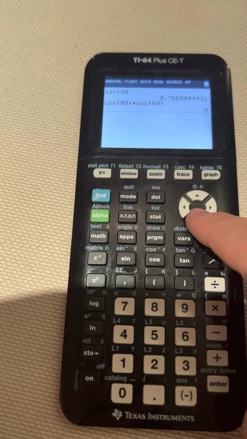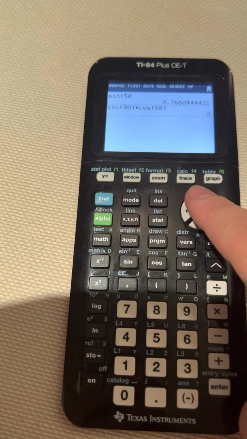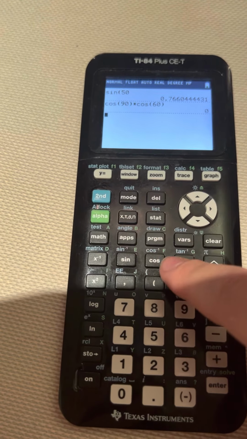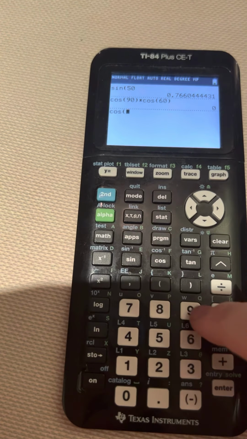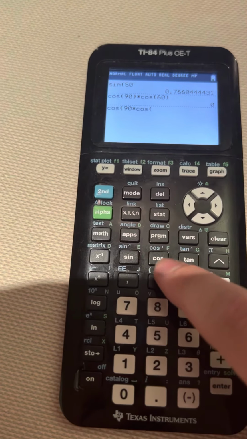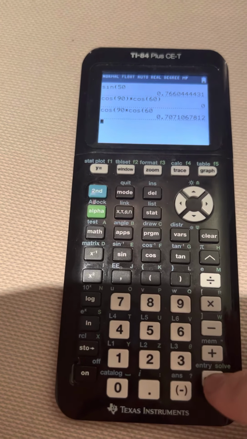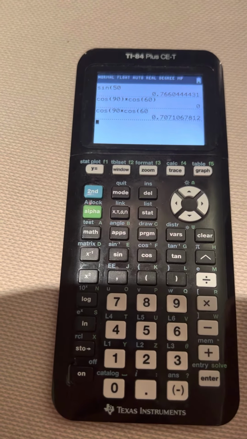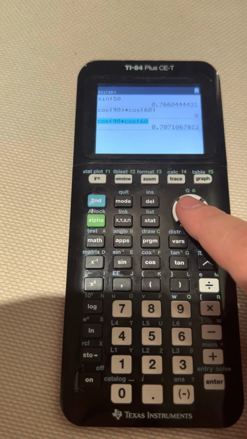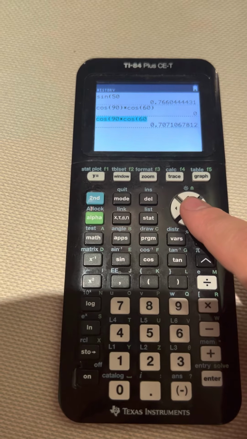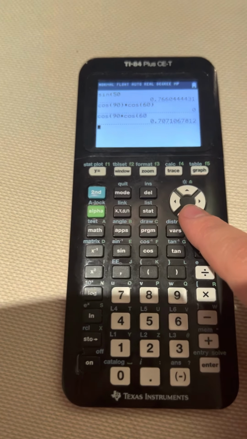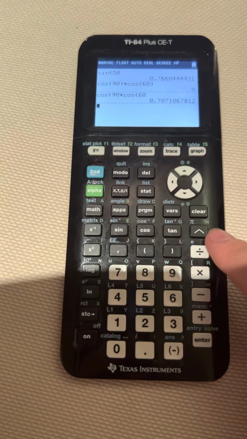It's much more efficient, and as I've mentioned before, and I will mention it again, the parentheses really make a difference, because just writing cosine 90 times cosine 60 will give a different answer, because it first calculates 90 times cosine 60 and then finds the cosine of that specific value. So be careful and be aware when doing that.